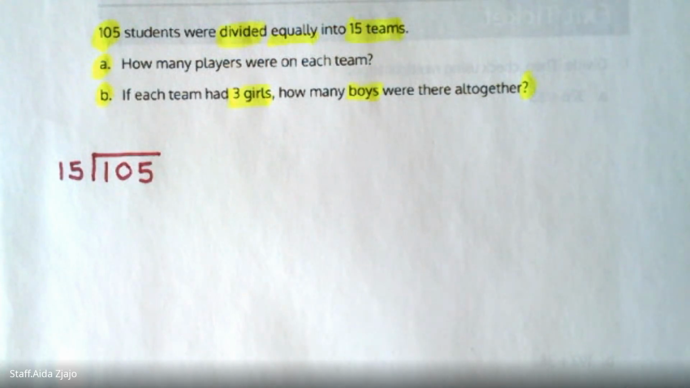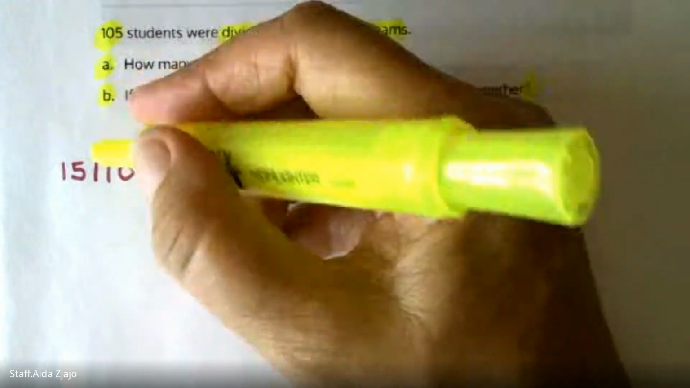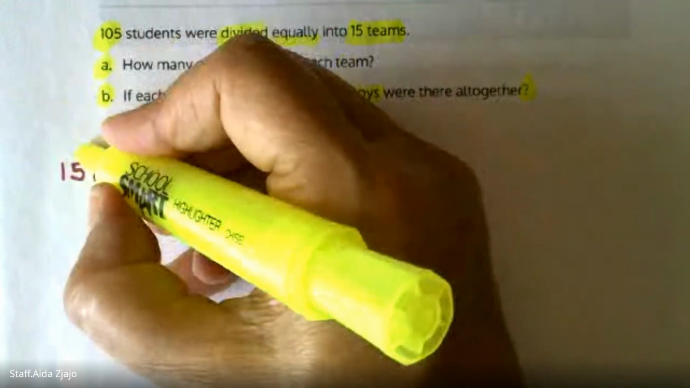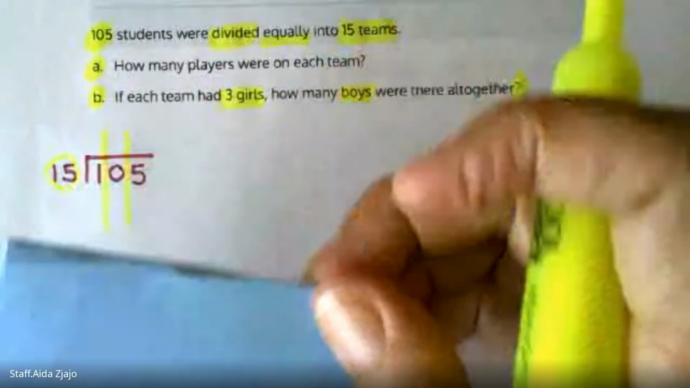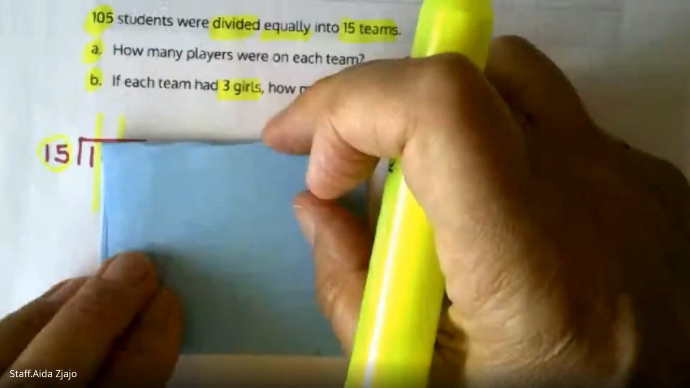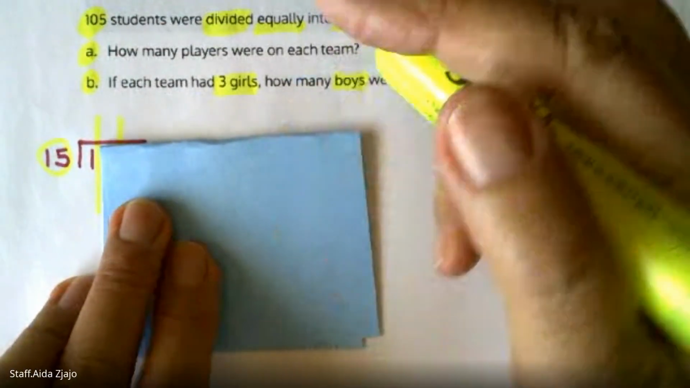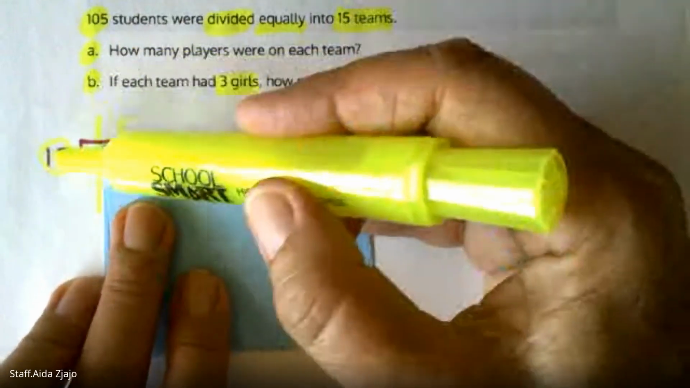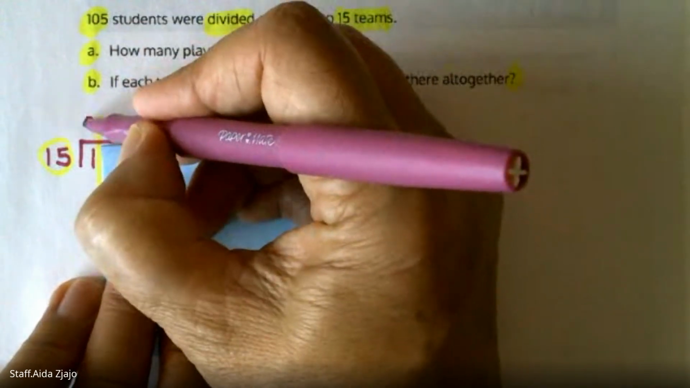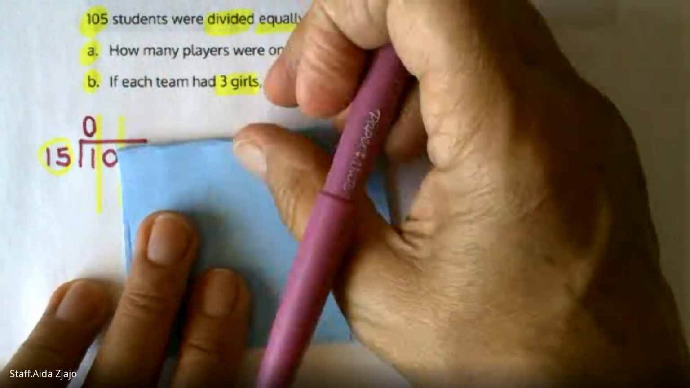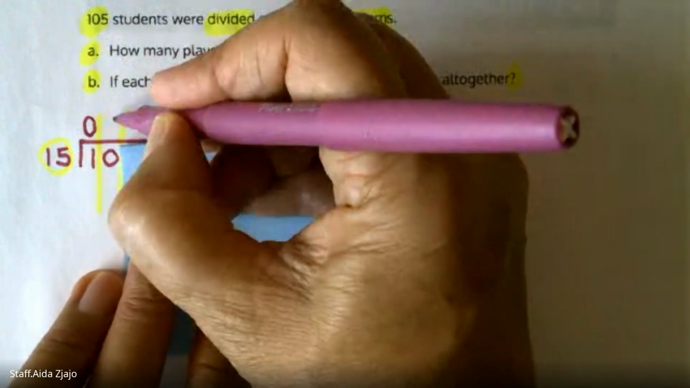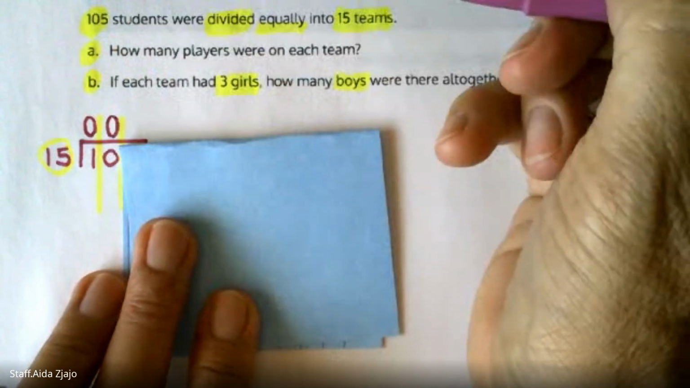I like to teach students that the standard algorithm is just a process. So thinking that this is a group, you can think, can you share 100 equally into 15? If you have 1, can you make a group of 15? No, you can't share equally. So now if you have 10, can you make a group of 15? Again, you can't. So I put 0 on the top.